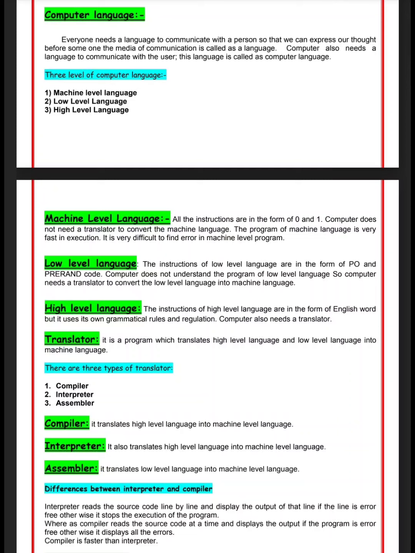Computer language: everyone needs a language to communicate with a person so that we can express our thoughts to someone. The medium of communication is language. A computer also needs a language to communicate with users. This is also called computer language. There are three levels of computer language, or we can say language processors.